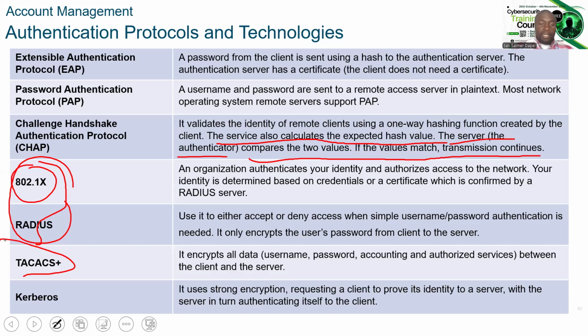Then you have TACACS+. All right, it encrypts all data, username, password, accounting, authorized services, everything. It encrypts between the client and the server. And this is very, very secure. Okay, but it comes in like a device. Right, in most cases, it's proprietary. Okay, so we have Kerberos. It uses strong encryption, requesting a client to provide identity to a server, with the server in turn authenticating itself. Okay.